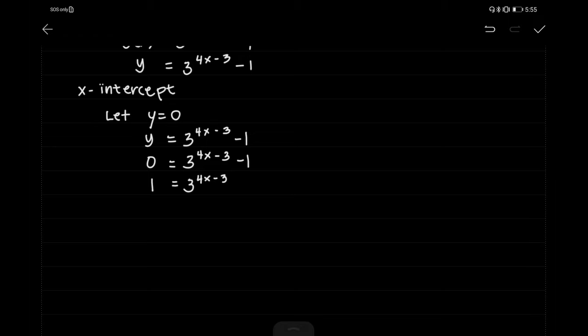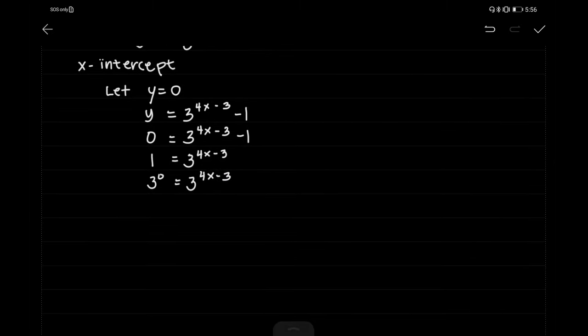Then, ang target natin dito is gawin natin silang the same base sa bawat isa. So itong 1, pwede natin siyang gawing 3 raised to 0, kasi any number raised to 0 is equal to 1. Then, bring down natin yung 3 raised to 4x minus 3. Then, as you observe, the same na tayo ng base. Bring down na natin yung ating exponent. Yung exponent natin dito is 0, which is equal to 4x minus 3.